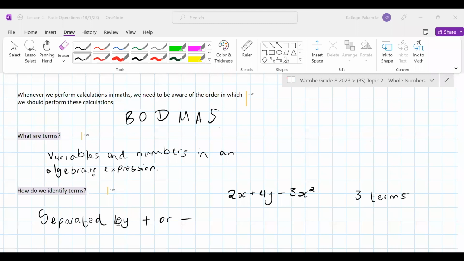Hi, Mutibang, welcome. Okay, before we go there, let us clarify. This expression has 3 terms. Remember we said terms are separated by pluses or minuses. So we have 2x, and then we have a plus, so that's a separation, and then we have 4y, then we have a minus 3x squared. So this specific expression does have 3 terms. And any expression with 3 terms, we call it a try.